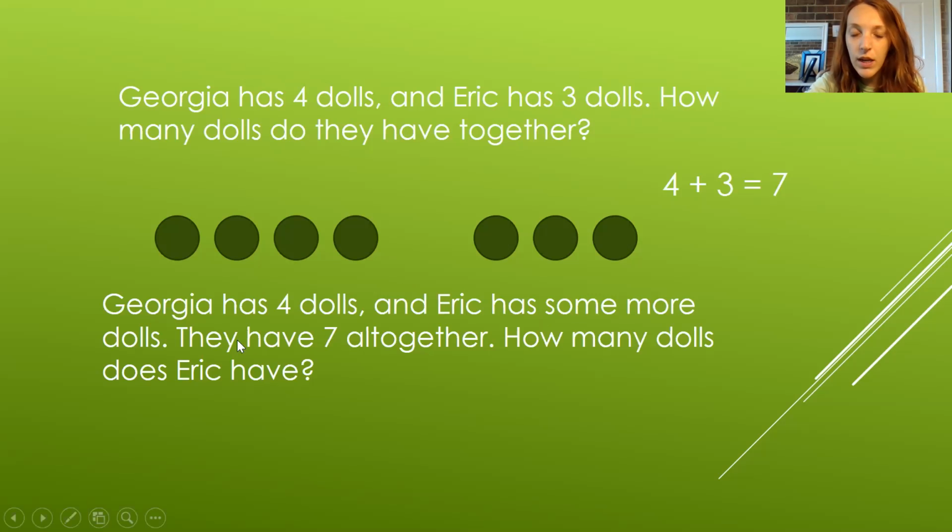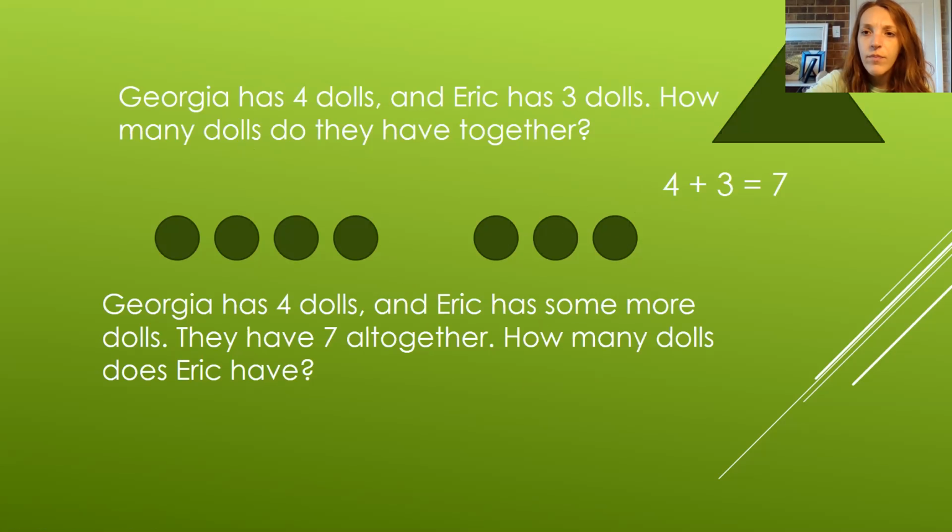But if we keep reading, we find out some more information. They have 7 all together. How many dolls does Eric have? So in our first question, it wanted to know how many we had all together. But in this story problem, it's not asking how many we have all together. It's asking how many dolls does Eric have? So let's see if we can draw a picture of that.